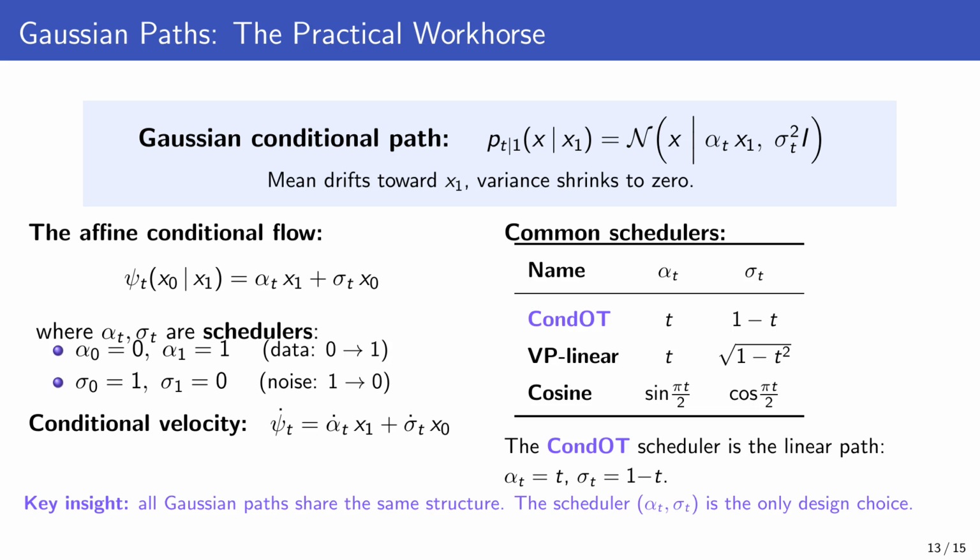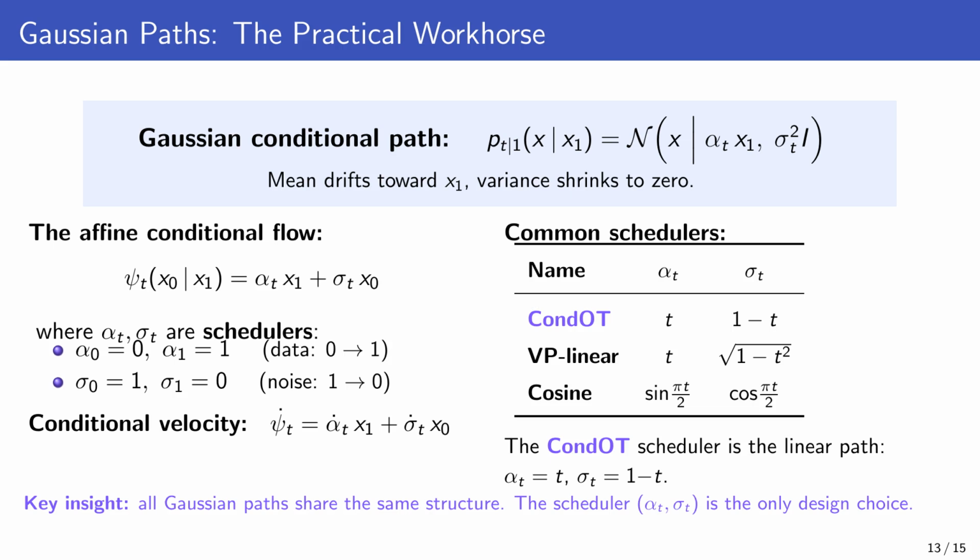This is a simple weighted combination of the data point and the noise, governed by 2 functions of time, alpha t and sigma t. We call this pair a scheduler. The scheduler must satisfy boundary conditions. Alpha goes from 0 to 1, meaning the data component grows from nothing to full weight. Sigma goes from 1 to 0, meaning the noise component shrinks from full weight to nothing. Alpha must be increasing and sigma must be decreasing.